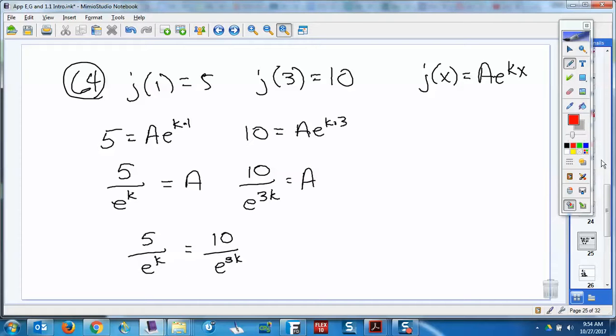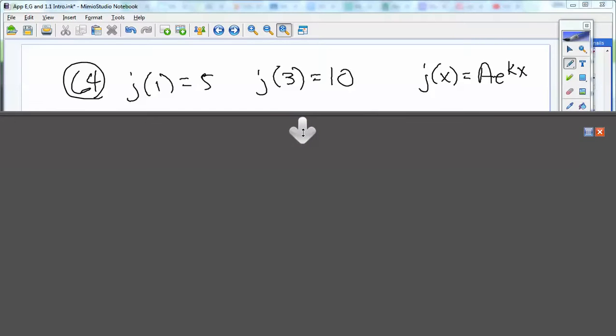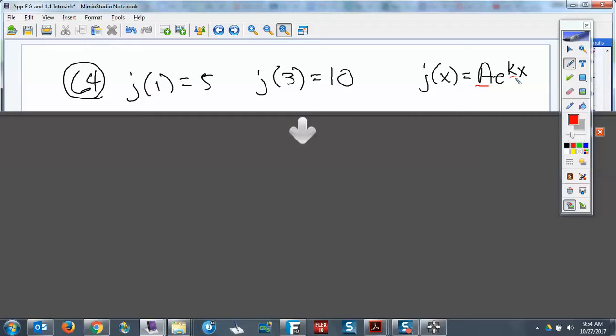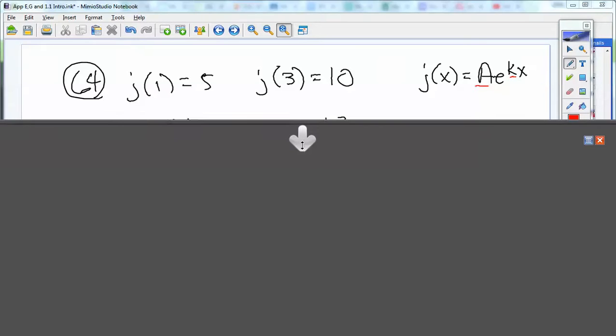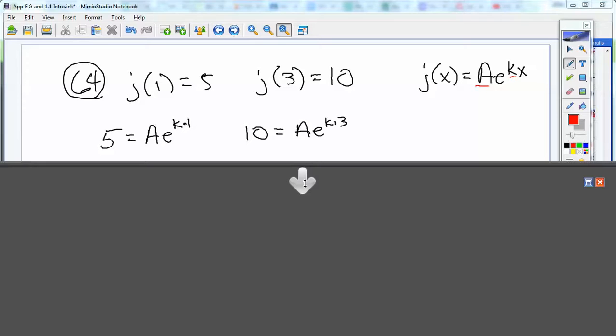Okay, let's talk about 64. In 64, the difference, and this is very common in differential equations, is we have two unknowns. The way we find two unknowns is we need two values that can help us find those unknowns. So this time we have a j function, and we know two of the values of the j function. So what we do is we put both of those into the function. We put a 5 in for j and a 1 in for x, and that gives us this. And then we put a 10 in for j and a 3 in for x, and that gives us this.